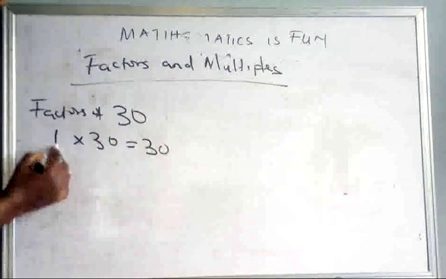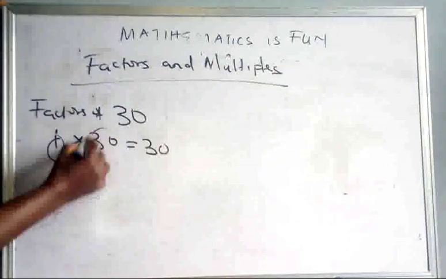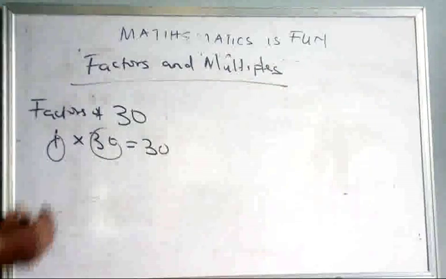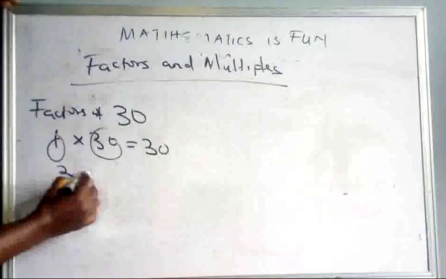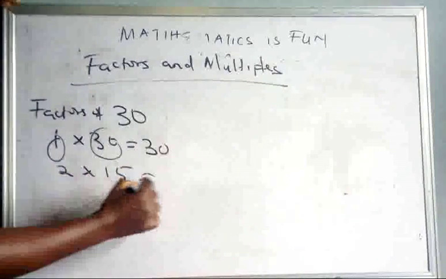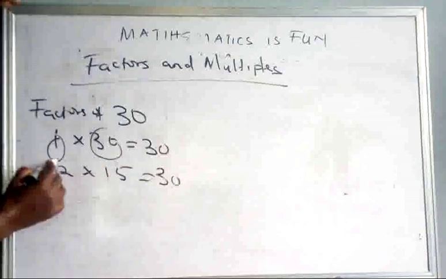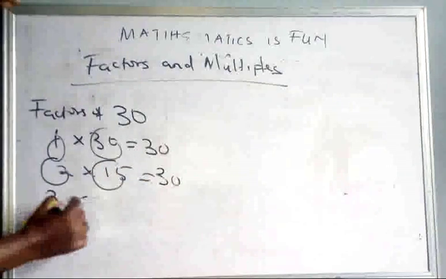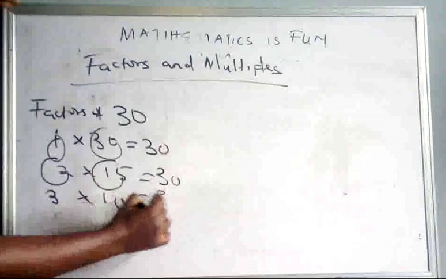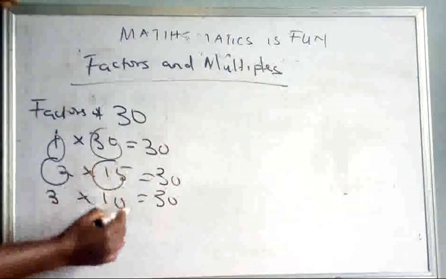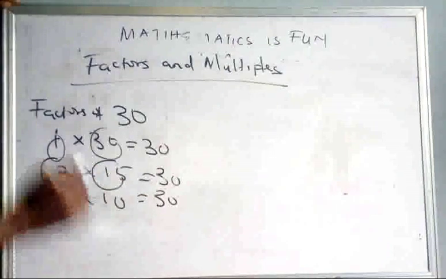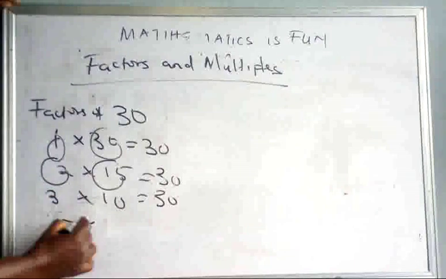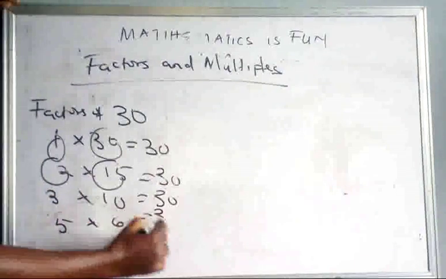This simply implies that 1 is a factor of 30. 30 is also a factor of 30. We can also say 2 multiplied by 15 will give you 30. So 2 here is a factor, 15 is also a factor. 3 multiplied by 10 will give you 30. 3 and 10 are factors. Can we do 4? No. So 5 multiplied by 6 will give you 30.